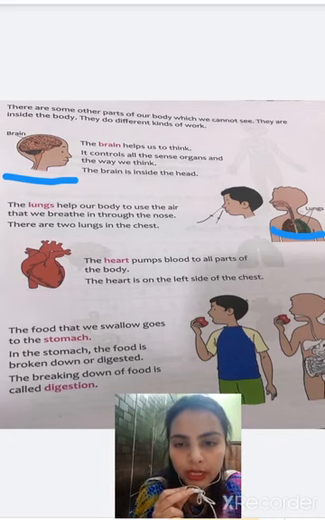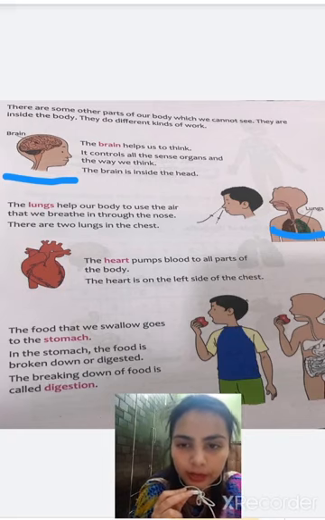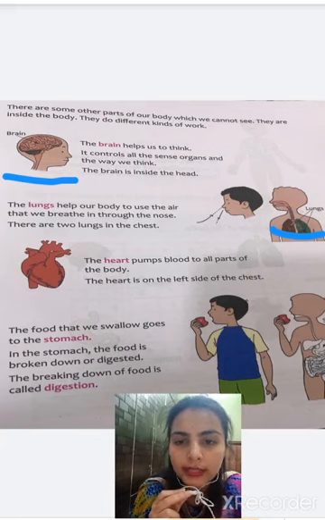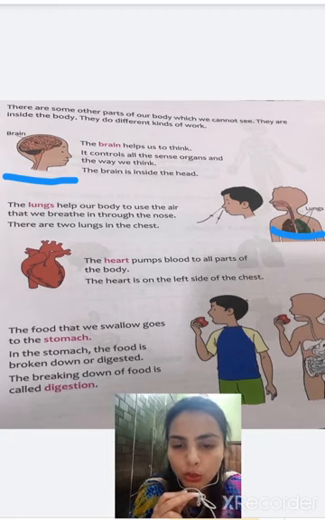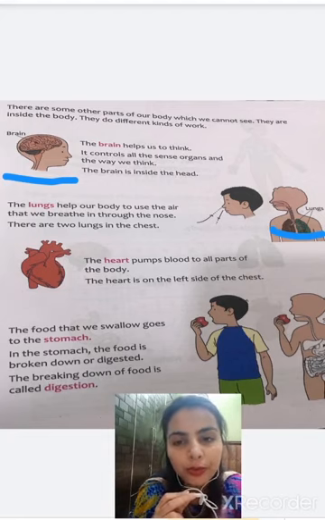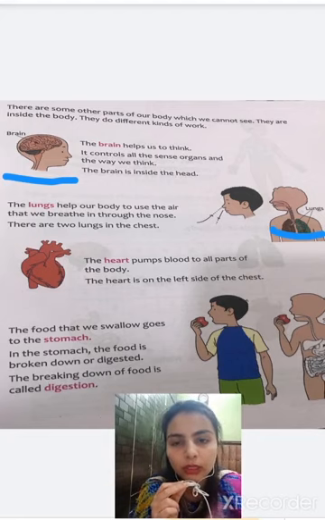I am going to read. You just listen properly and see the difficult words which I am pronouncing. The lungs help our body to use the air that we breathe in through the nose. There are 2 lungs in the chest. So what is written about lungs? Here it is written, lungs help our body to use the air that we breathe in through the nose.